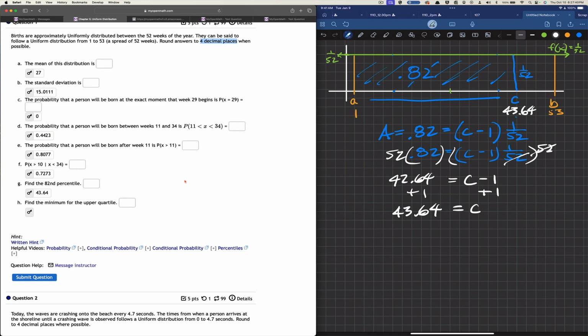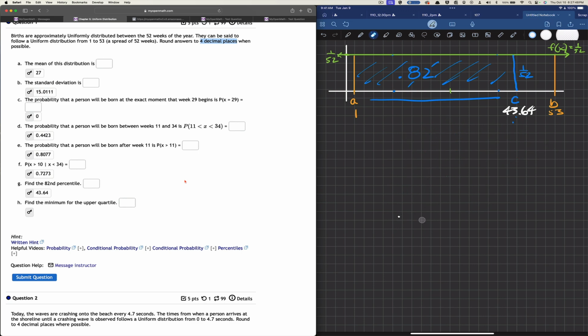Now they say find the minimum for the upper quartile. So the upper quartile happens at 75%. So we're going to do the exact same thing that we did. It's just a different way to word the problem. We're going to look for value C. And really, you don't even have to move the rectangle. If it's not technically to scale, I can just imagine the same rectangle, or I can squish it or whatever.